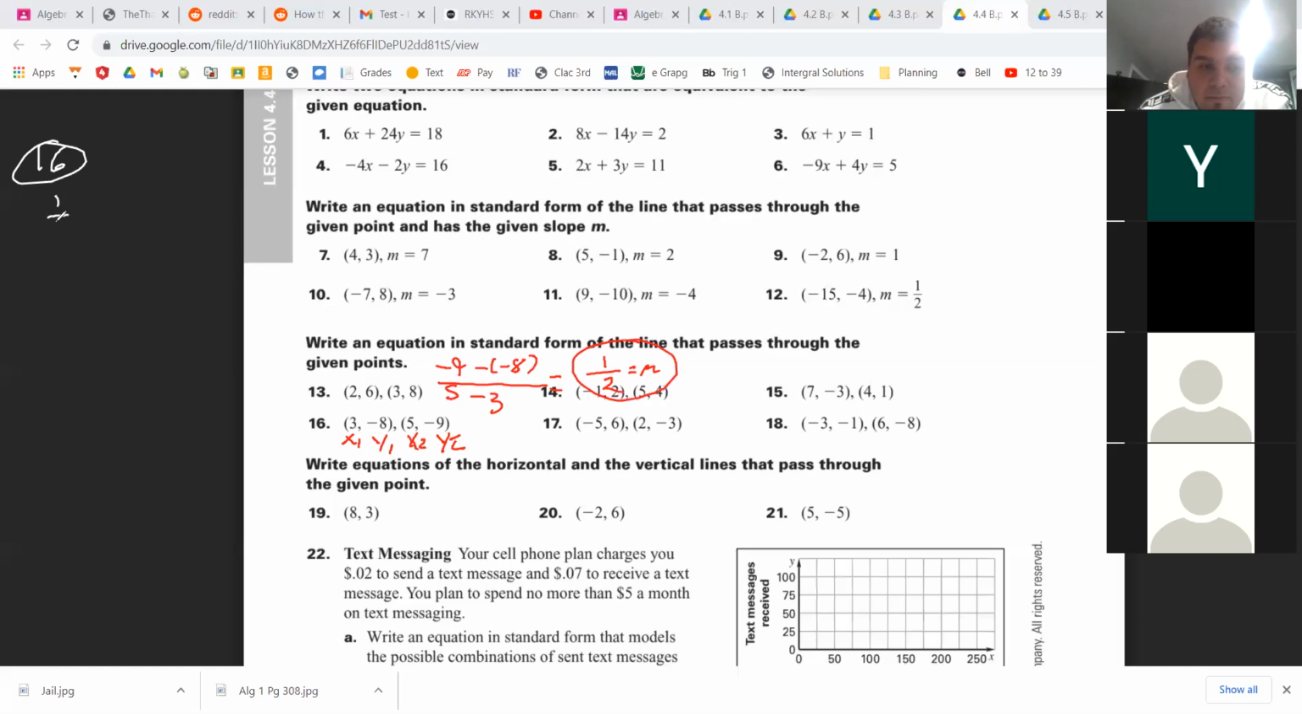Wait, so is standard form ax plus by equals c? Yes, that's standard, right? Yes.